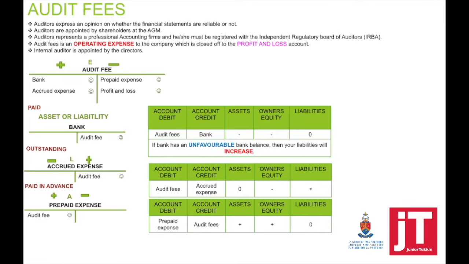If I look at what happens if we paid our audit fees in advance? Whatever falls outside of our accounting period doesn't form part of our expense for this accounting period. So it means we need to minus that. So therefore, audit fees are credited and prepaid expense is debited. Effect on your accounting equation is going to be assets plus and owner's equity plus. The fact that our expense decreases has a positive effect on our owner's equity.